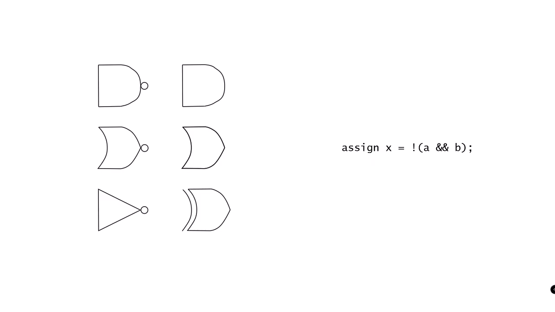On the right-hand side, we have a description in the Verilog hardware description language. This statement assigns to X the NAND of A and B, not parens A and B.